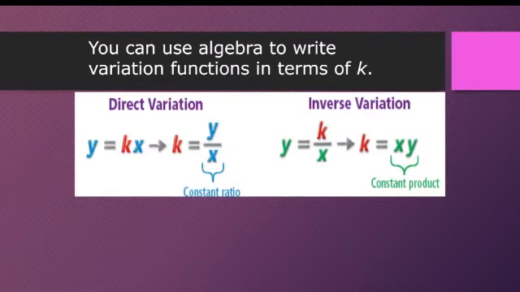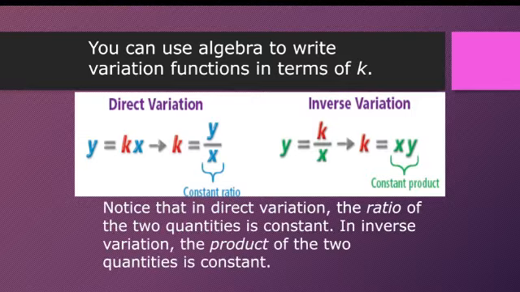Okay, proceed tayo. So, you can use algebra to write variation function in terms of k. So, i-compare na natin yung dalawa. So, sa direct variation, we have the constant ratio or the common ratio. Constant kasi hindi naman nagbabago. So, pwede rin natin gamitin yung term na common ratio. In terms naman of inverse variation, we have the common product or the constant product. Okay, so notice that in direct variation, the ratio of the two quantities is constant, hindi nagbabago. And in inverse variation, the product of the two quantities is constant.